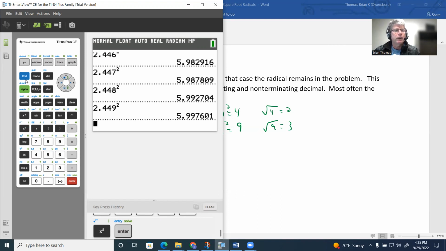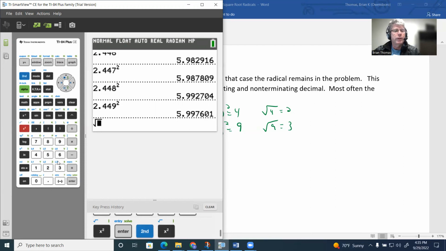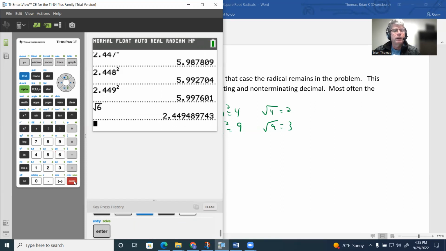Now, the quick thing on a calculator is we actually have a square root button. Shorthand would be to use the square root button on the calculator and put that in and hit enter. Notice that it does give us 2.44948. So notice how I was getting pretty close there. I had 2.449 and I was getting right on top of it. So if I kept going, I would have like 2.4495. That would be a really good estimate of the square root of 6.